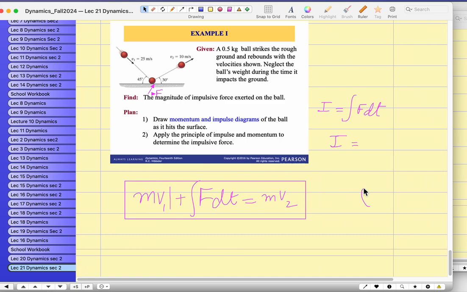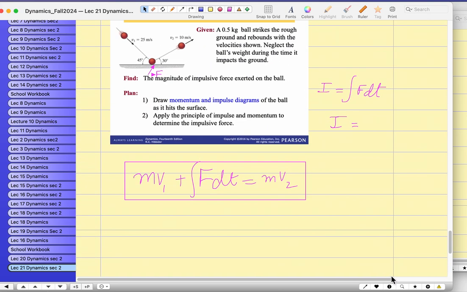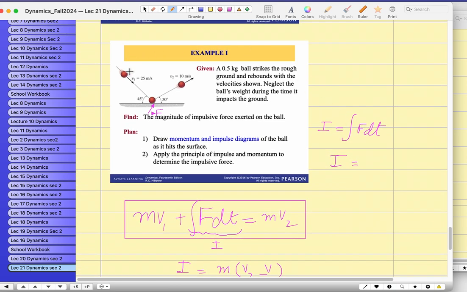So this is my equation of linear impulse and momentum, and we want to find the impulse. I stands for impulse, as mentioned here. So you just have to find I equals mass times v2 minus v1. If you take a look, this is my v1 vector, in terms of two components.